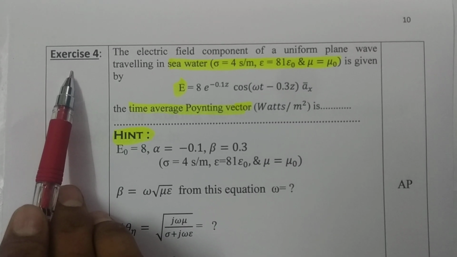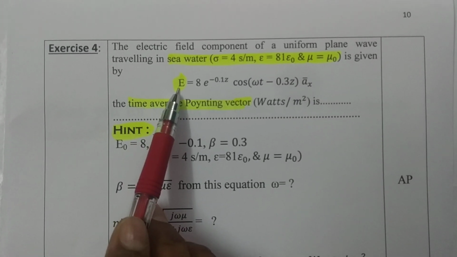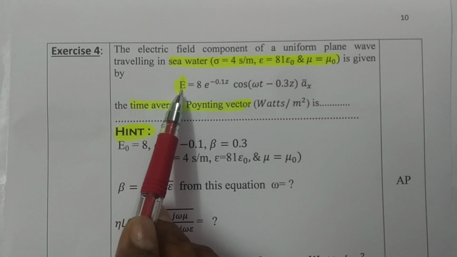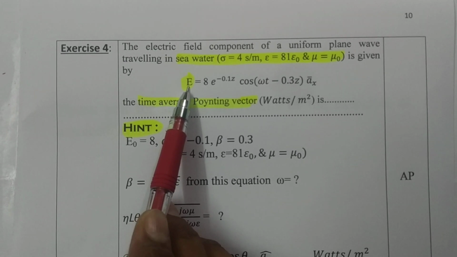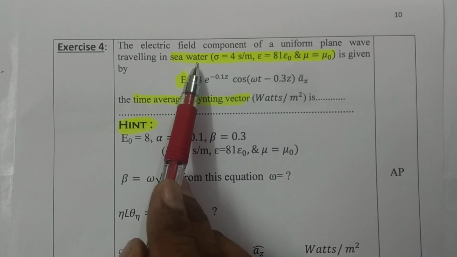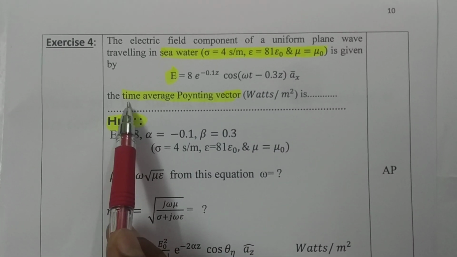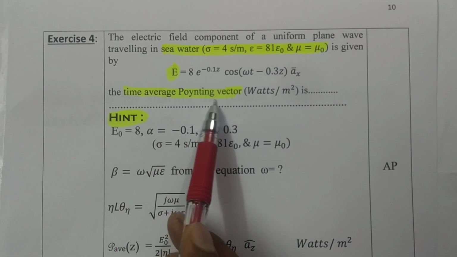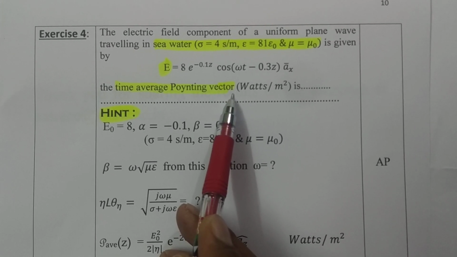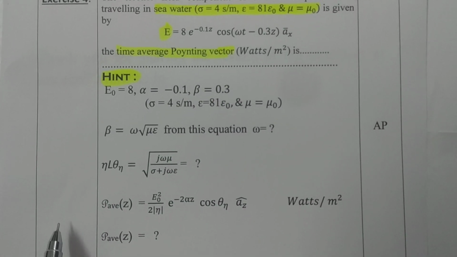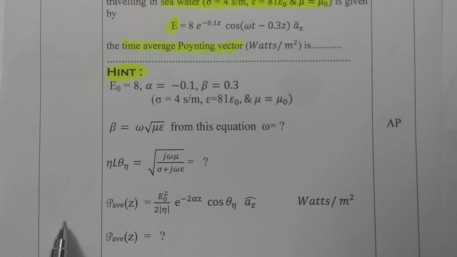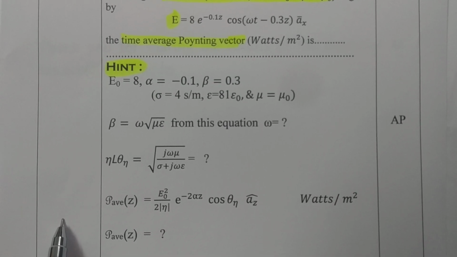Exercise 4. In this problem, electric field component is given. The medium is seawater. The parameters are also given. Here also we are supposed to determine time average Poynting vector. Here again follow the hint and solve the problem.